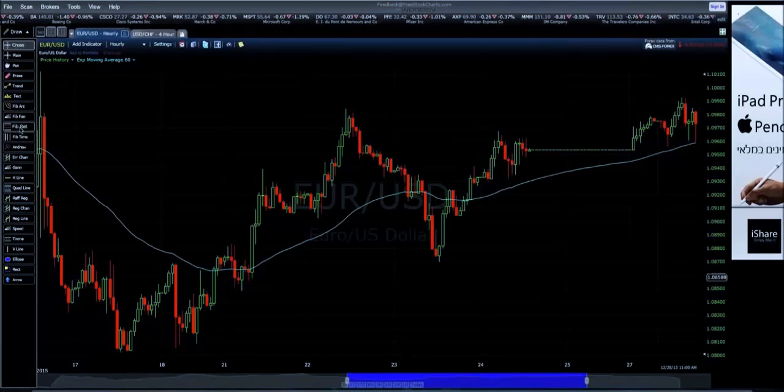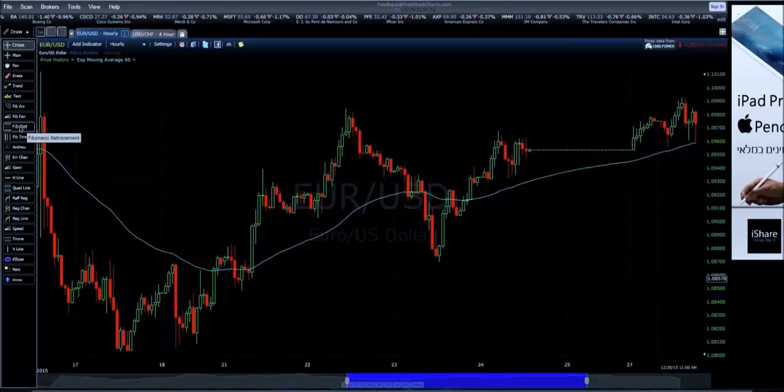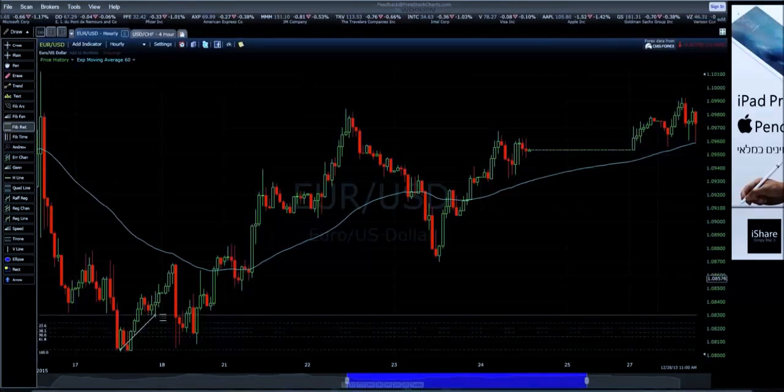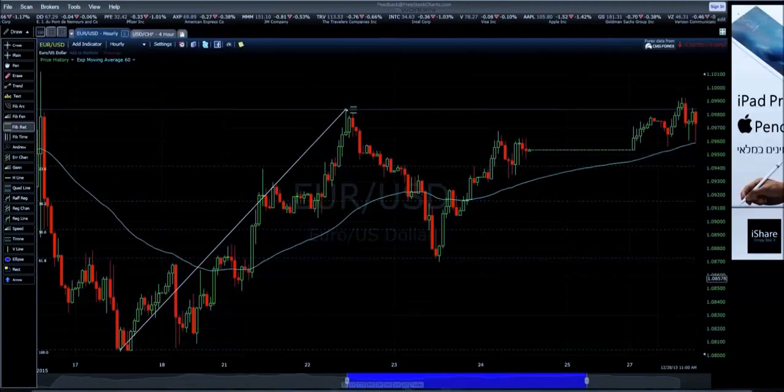On Free Stock Charts, on the left-hand side, as you can see here, it's called Fibonacci retracement. I press it, and to identify the A point on an uptrend, you want to look for the lowest point below the 60 EMA, and the B point is going to be the highest point above the 60 EMA. So as you can see here, it's an obvious up move, so I take the Fibonacci from bottom to top and draw it.